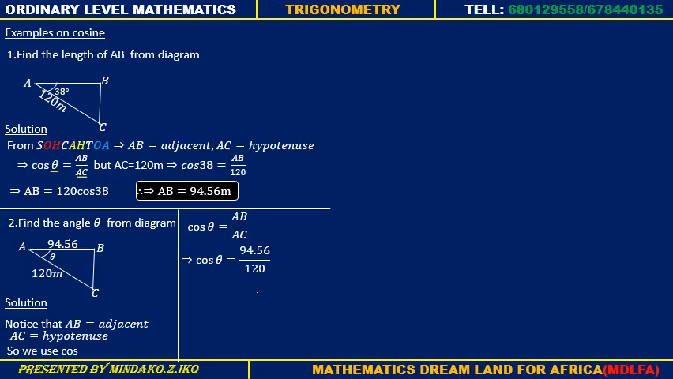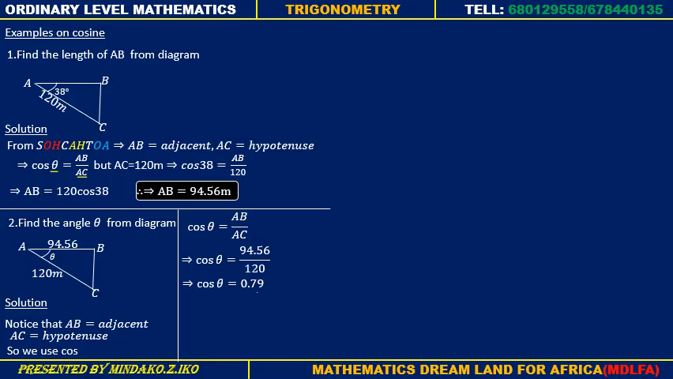First of all, divide 94.56 by 120, then keep the answer. Then you take the cos inverse of the answer, and you actually have the angle theta. So let's look at it. If you take 94.56 divided by 120, you are going to have 0.79. Okay, so that is it.